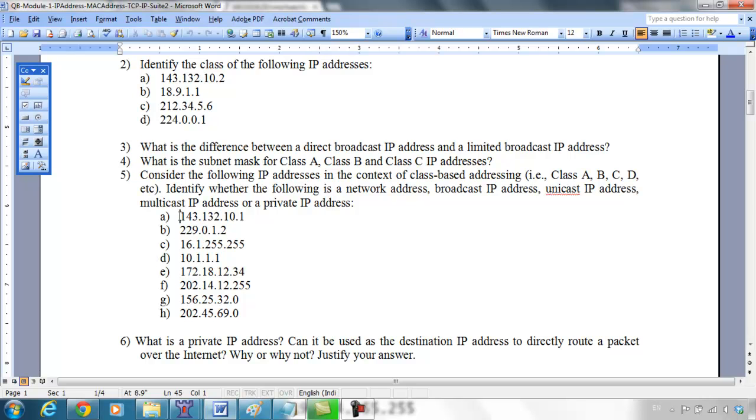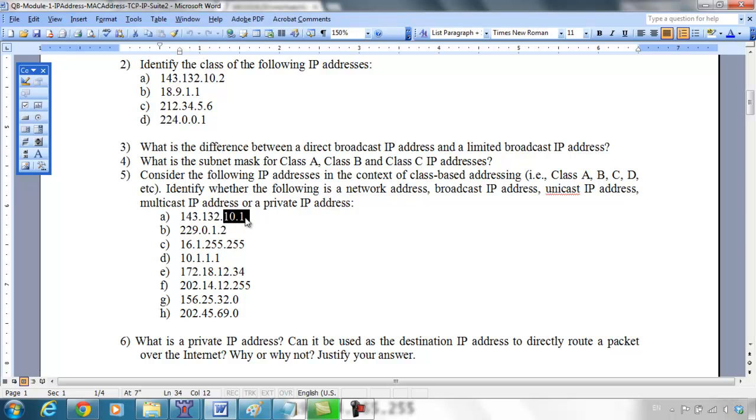So this is 143, so it's a class B. For class B, you have 16 bits for the network and 16 bits for the host part. The host part is not all zeros or all ones, because if it were all zeros, it would be 143.132.0.0, and if it were all ones, it would be 143.132.255.255. So it's neither of them. So it's a class B unicast IP address.